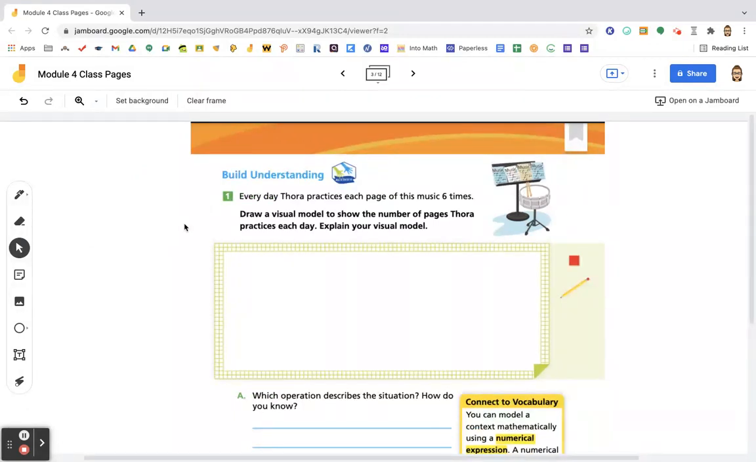So every day, Thor practices each page of music 6 times. Draw a visual model to show the number of pages Thor practices each day and explain your visual model. So we have 1, 2, 3, 4 pages here. So I'm going to draw a rectangle, and I'm going to split it into fourths. So this would represent one time. And then I do that 6 times. So I'm going to draw 6 of them.